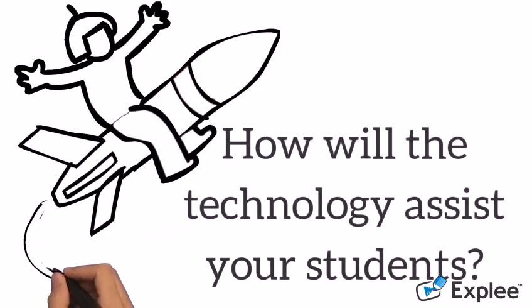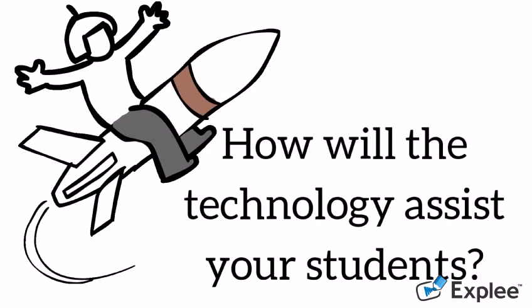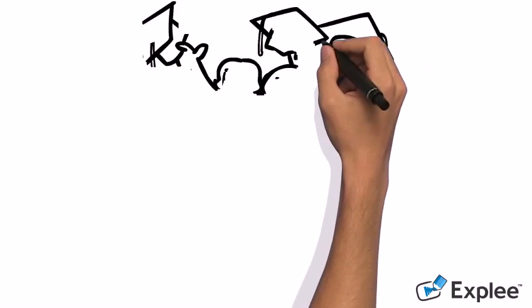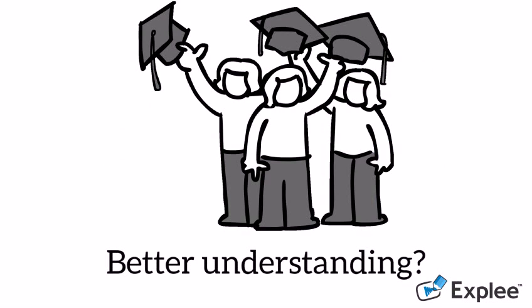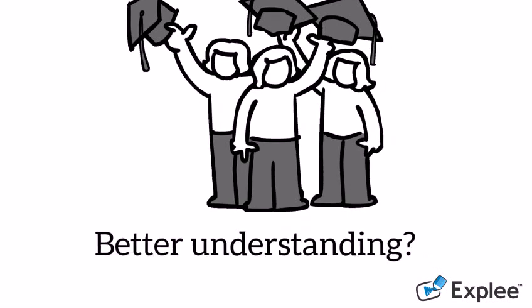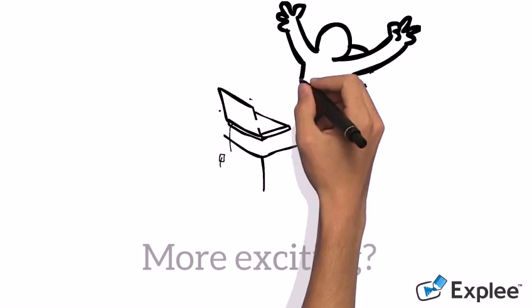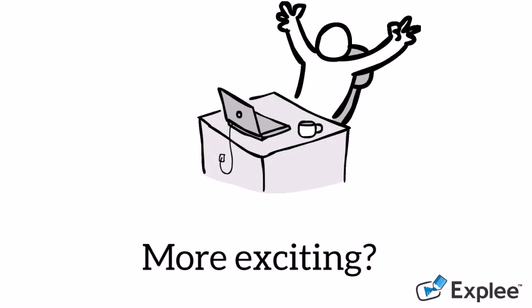When you're clear about what you want your students to learn, ask yourself how the technology will help them to achieve their aims. Will it help them to have a better, perhaps deeper understanding of the material? Will the technology help to make their learning more exciting or perhaps more hands-on or interactive than you can do at present?